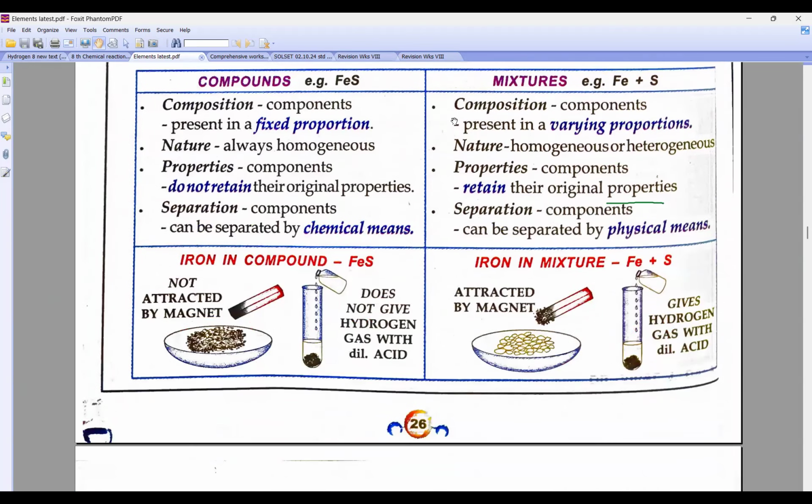Now, compound and mixture. In compound, beta, the elements are in fixed proportion. Here it is in varying proportion. Compounds are always homogeneous. This mixture can be homogeneous or heterogeneous. Compounds do not retain their original property. Mixtures will retain their original property. Compound can be separated only by chemical means, but mixture can be separated by which means? Physical.